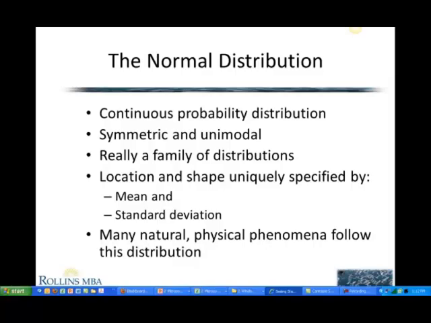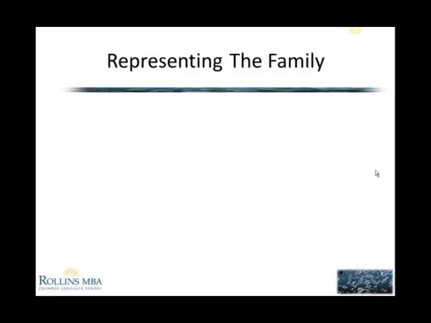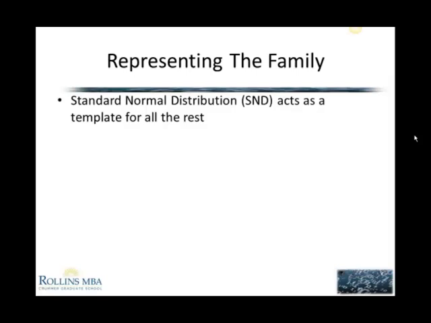Okay, well, let's dig into a little bit more information regarding this normal distribution. As we mentioned, the normal distribution is one of a very large family of distributions, and it turns out there's a specific normal distribution that is often used to represent other distributions in this large family, and this is called a standard normal distribution. It acts in a way as a template for all the rest of the distributions. It's a normal distribution that has a mean exactly at 0 and a standard deviation of 1.